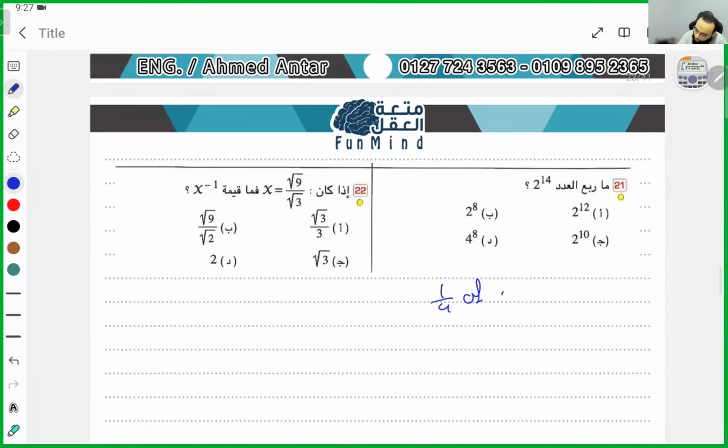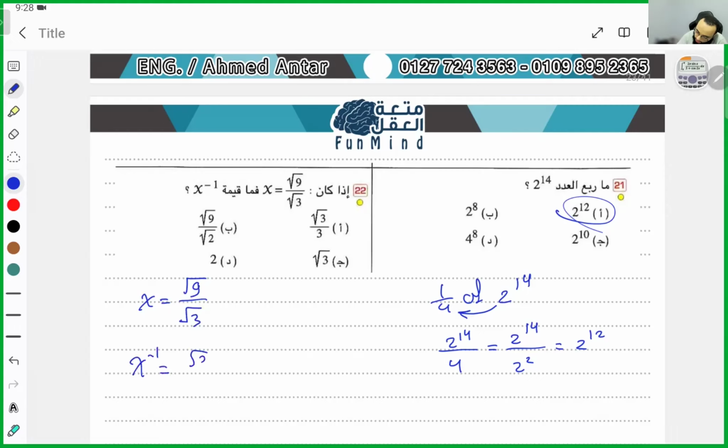Quarter of 2 power of 14. It's 2 power of 14 divided by 4, which is 2 power of 14 divided by 2 power of 2, which is 2 power of 12. X equals root 9 over root 3, then x power of negative 1 equals root 3 over root 9, which is root 3 over 3.